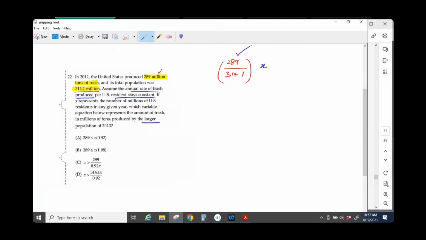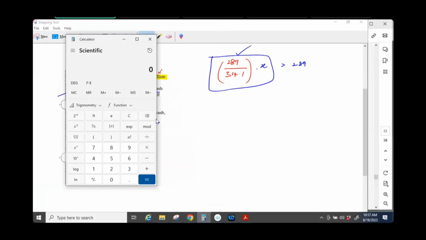Larger population, that means your population is definitely more than that. That means this value would certainly be more than what it was in the year 2012. Is that making sense now? So what do you do? You see what you're going to get.